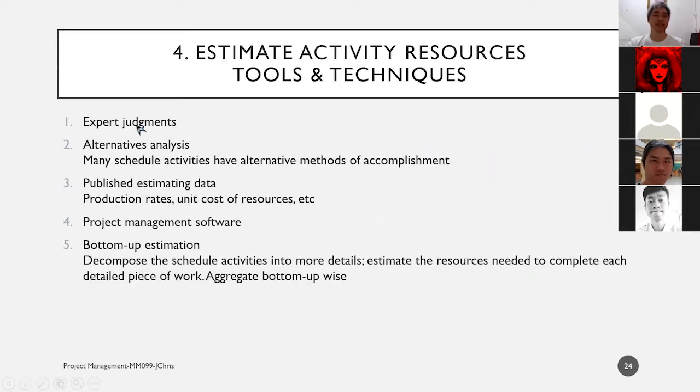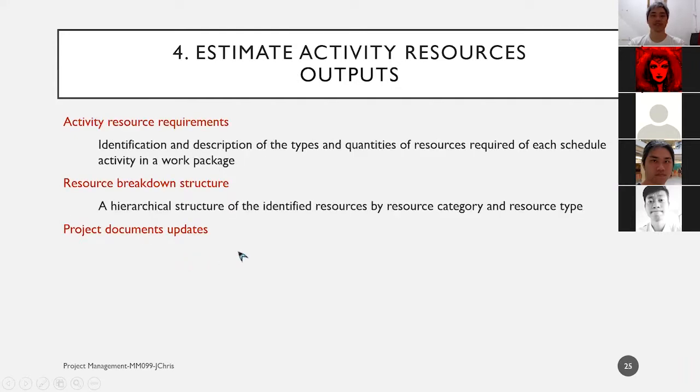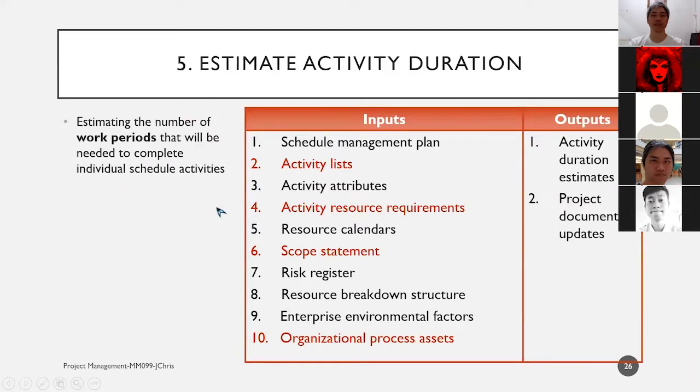We're going to use expert judgment, alternative analysis, published estimating data, and bottom-up estimation for the activity resources. The output is activity resource requirements, resource breakdown structure, and project documents updates. The fifth is to estimate the duration using the activity list, resource calendar, scope statement, risk register, and so on. We're going to document the project activity duration estimates.